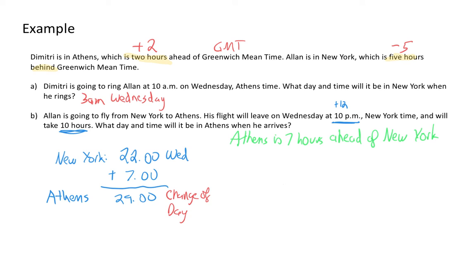So to deal with that change of day, and to get a number back below 24, I'm going to take 24 away from 29, and that leaves me with 5. So a value of 5 is going to be equivalent to 5 a.m. And because Athens is ahead of New York, it's actually going to be 5 a.m. on the next day. And because we know that he left on Wednesday, it's going to be 5 a.m. on Thursday when the plane is taking off, in Athens time.